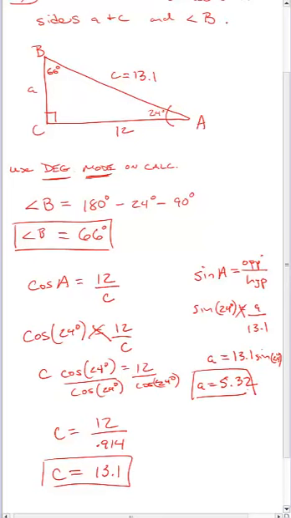You could also do these using angle B, except the relationships would be a little different because the sine of B and the cosine of B would be relating to the angle up top here instead of the angle down here. I hope this video is helpful and helps you further understand trig.